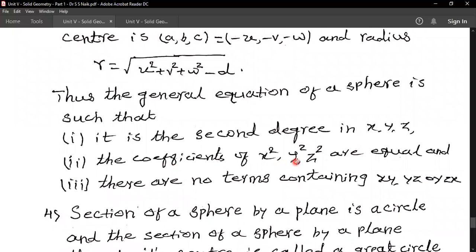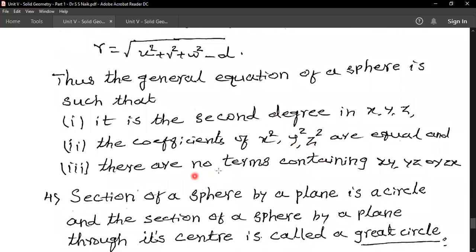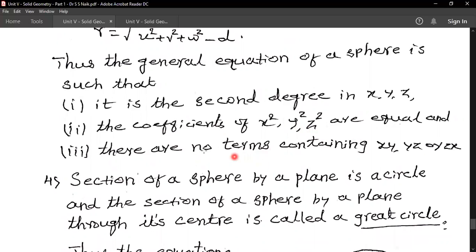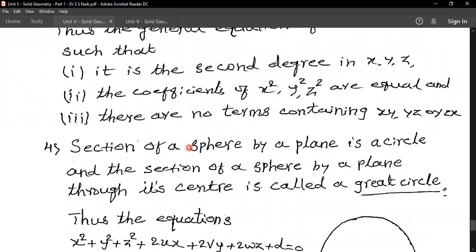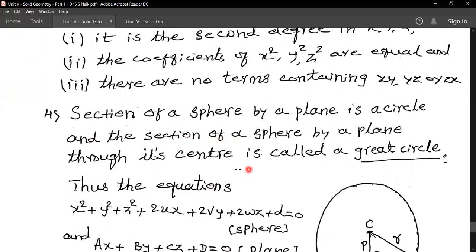Then the coefficients of x square, y square, z square are equal, and there are no terms containing xy, yz or zx. So there are no product terms of x, y, z. Then we'll go to the next part, that is, the section of a sphere by a plane is a circle. And the section of a sphere by a plane through its center is called the great circle.